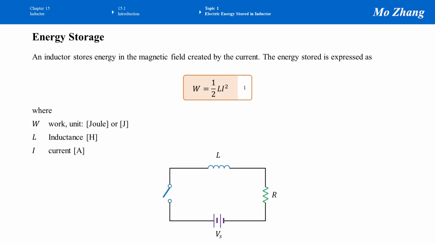Let's look at this circuit again. The circuit has 1 voltage source, an open switch, inductor L, and resistor R. Initially, the switch is open. As soon as we close the switch, the current forms and starts to flow in the circuit. We want to find the total energy stored in this inductor. That is, W equals 1/2 L i squared.